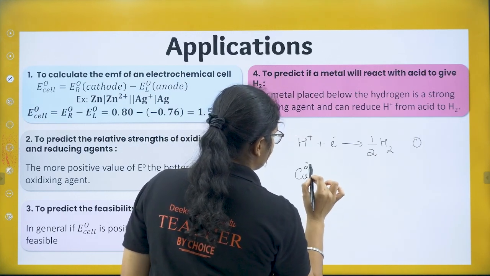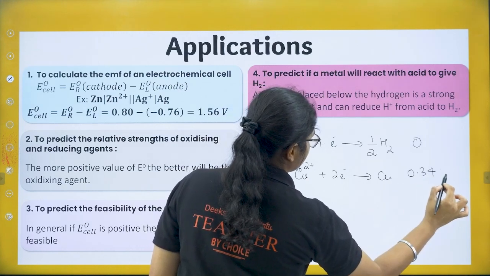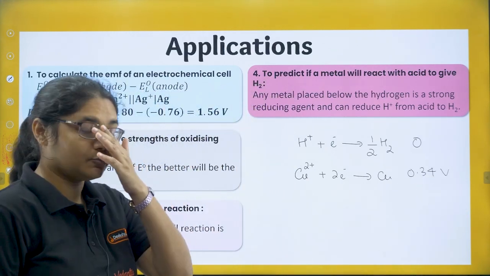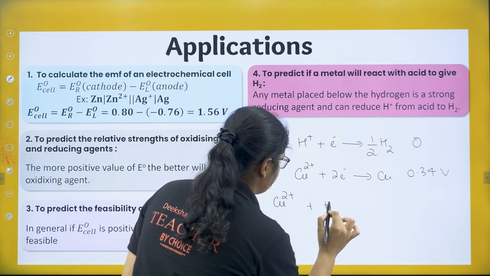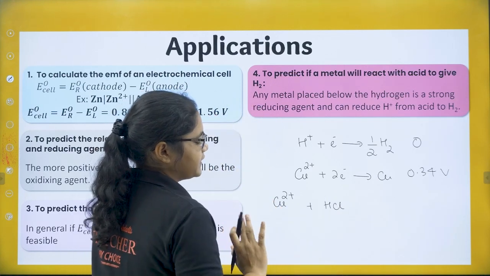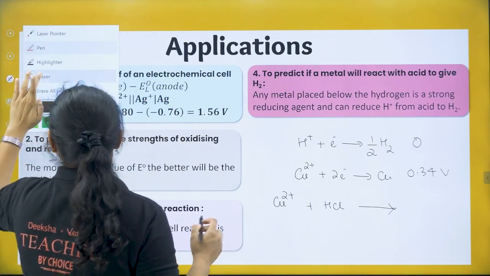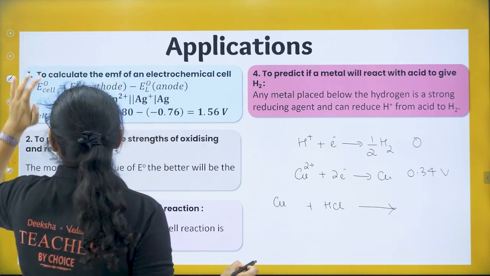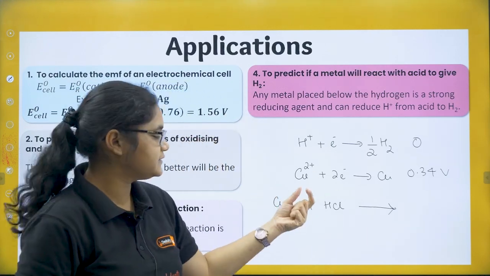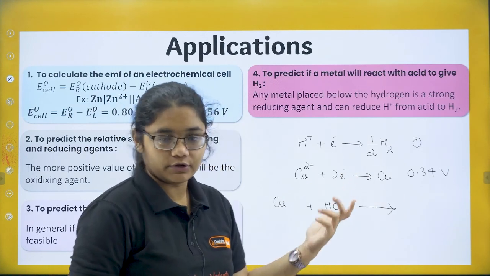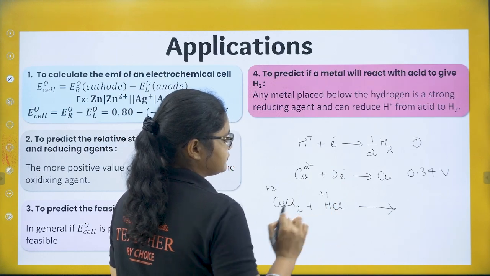If I have copper, its reduction potential is 0.34 volt, right? Now suppose you have Cu2+ and you have HCl. Okay, this reaction is there. Now what happens? Any metal, so copper is reacting, so I'll just take copper here. There is a tendency for copper to get reduced, and there's a tendency of H+ to get reduced. For example, let me write down, this one is CuCl2. So copper is in +2 state, here H is in +1 state, right?